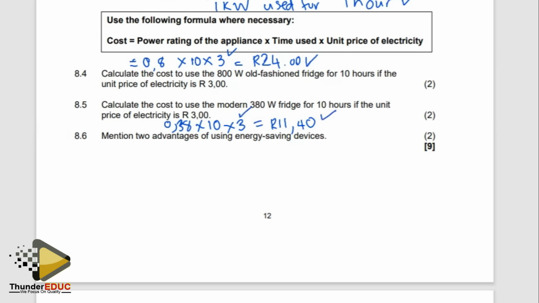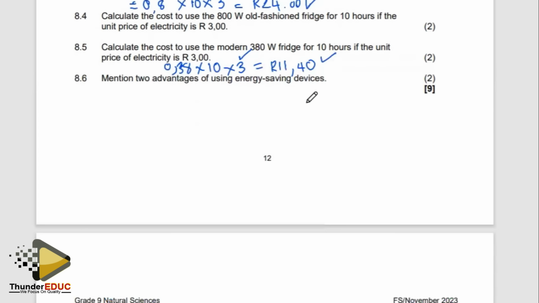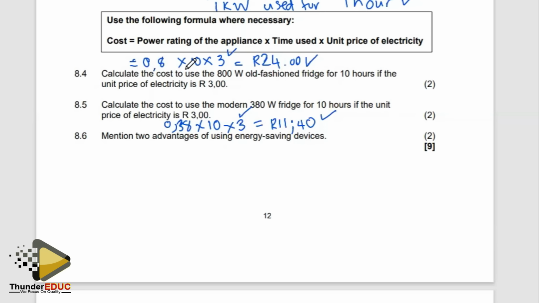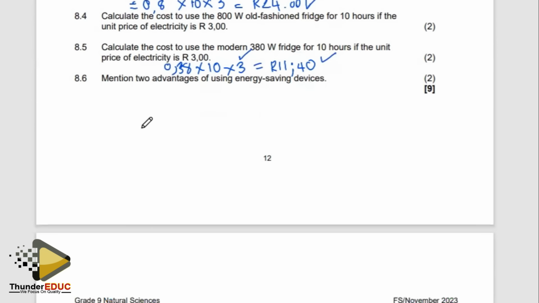So you see the benefits: the old-fashioned fridge is costing 24 rand and the modern is costing 11 rand 40. Then 8.6 now says, mention two advantages of using an energy saving device. Because if you check your calculations, this fridge, you're using it for 10 hours and you're paying 24 rand. And this fridge, you're using it for 10 hours also, but you're paying 11 rand 40. Which means here you've saved something like 12 rand 60.